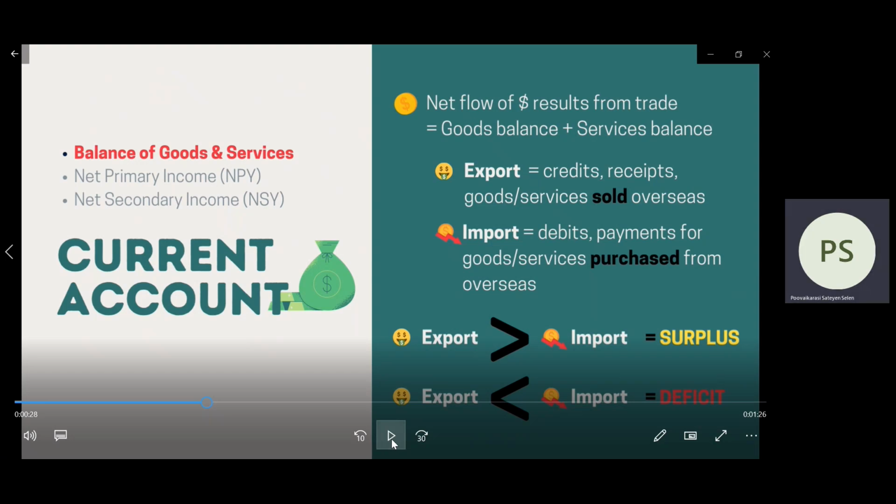Okay, for our balance of goods and services, it's the export and import of goods and services. So if we receive or there's an inflow, we record it as a credit. And if you are making payment for your import, then we record it under debit. Okay, so in this case, if our export is more than import, we consider our balance of goods and services is surplus. Or if our export is lesser than our import, then it's a deficit. Okay, BOGS is short form for balance of goods and services. We can also call this the trade balance here.